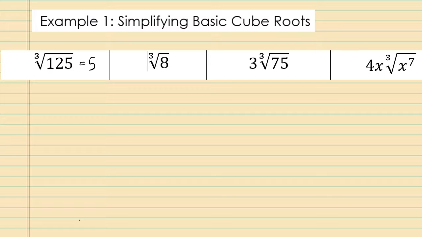So when a cube root undoes a perfect cube, we will just get the number itself. Cube root of 8, that's 2 times 2 times 2, and 8 is a perfect cube, that would be equal to 2.